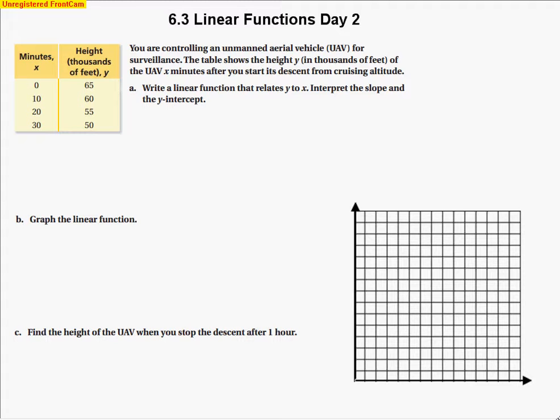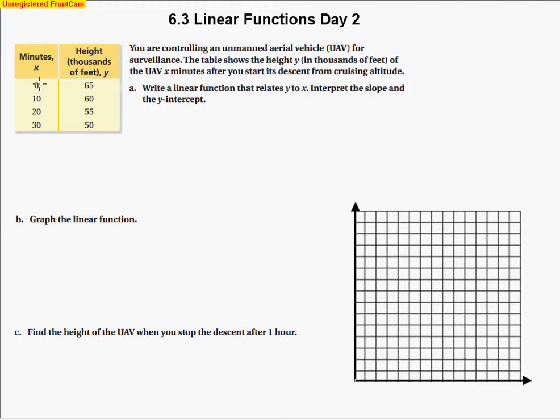Looking at the first part of this problem, you are controlling an unmanned aerial vehicle, a UAV for surveillance. The table shows the height, y, in thousands of feet: 65,000, 60,000, 55,000, and so on, of the UAV in x minutes. These are the minutes at which it's at a certain height. You can see how it's going down.